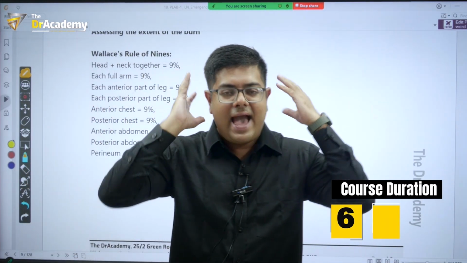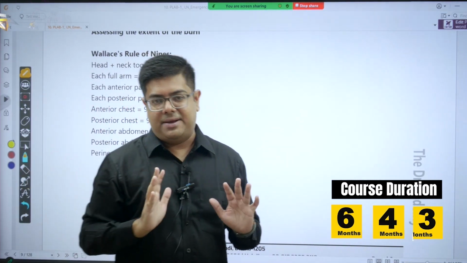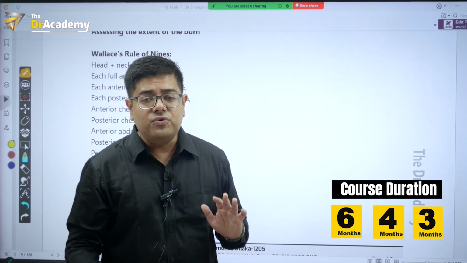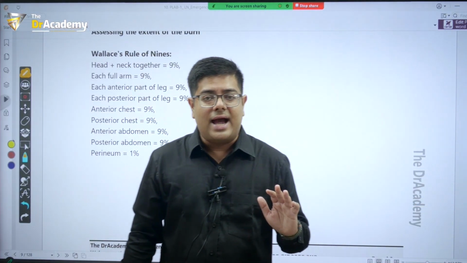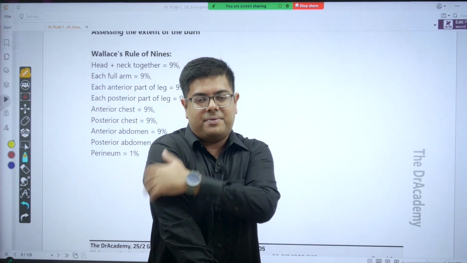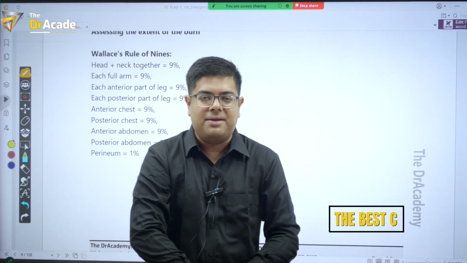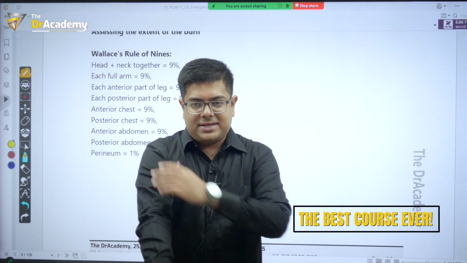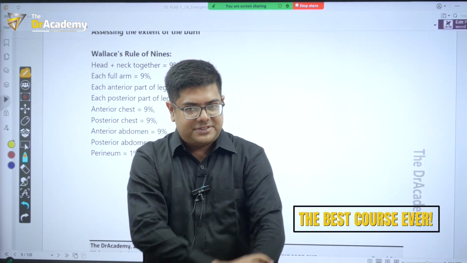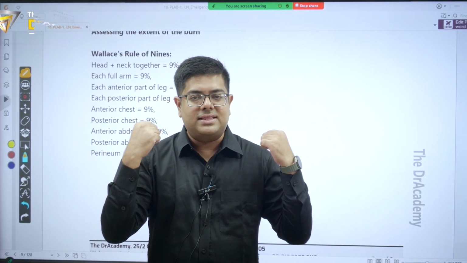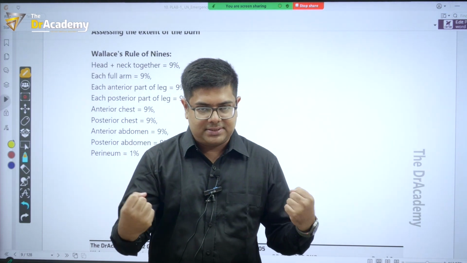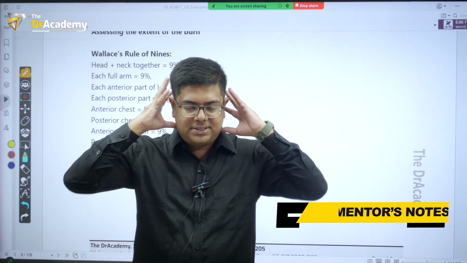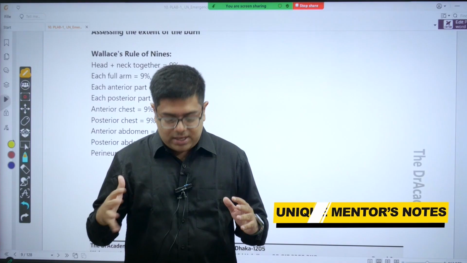So head and neck altogether 9%. Each full arm altogether 9%. Front part, back part. Total one arm is 9%. Right arm 9%, left arm 9%. So we can say the upper limb is total 18%. Head and neck 9%. Then comes the legs.